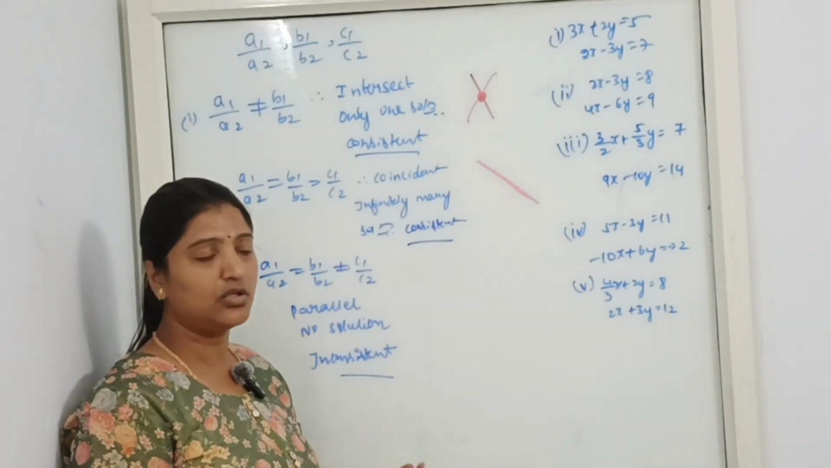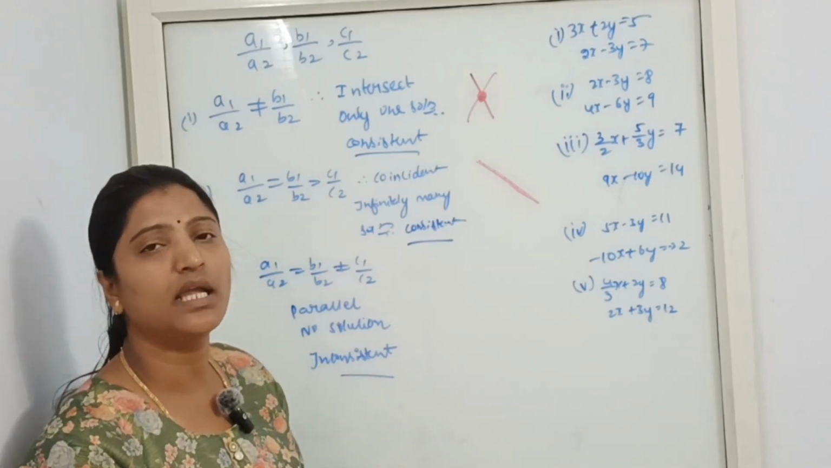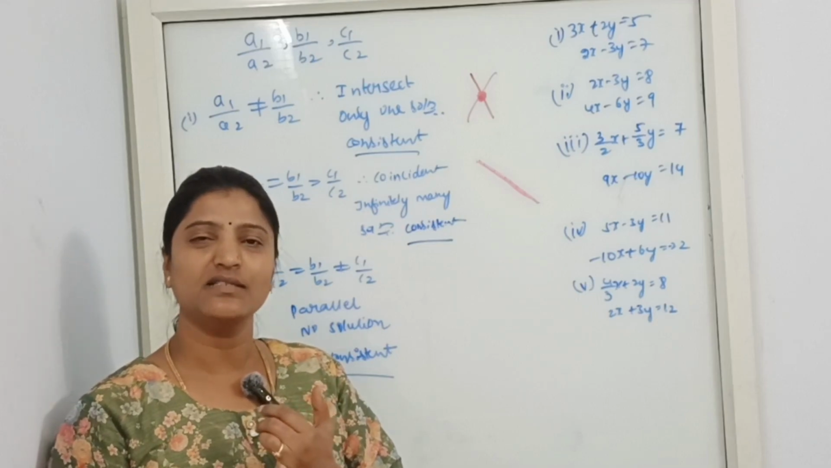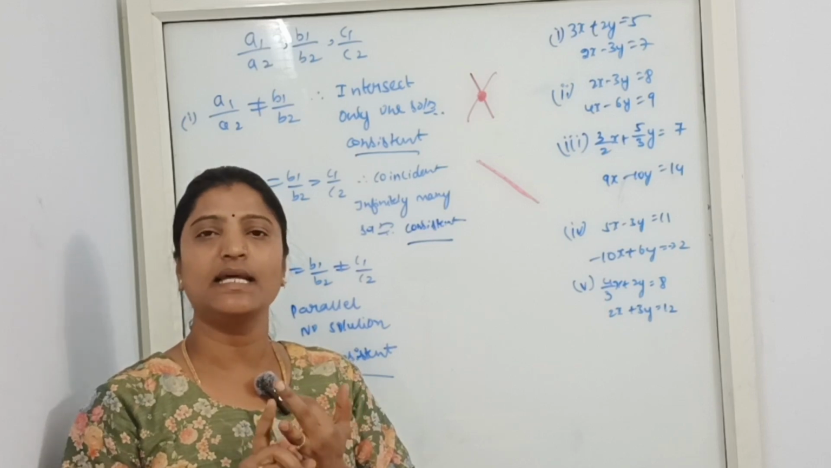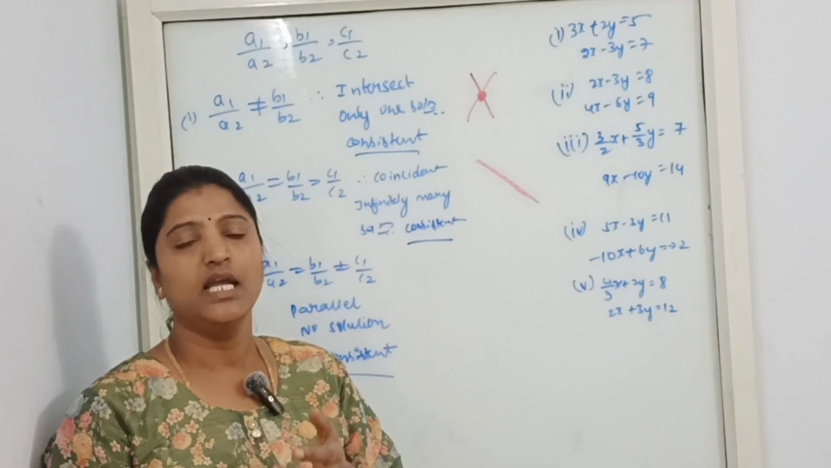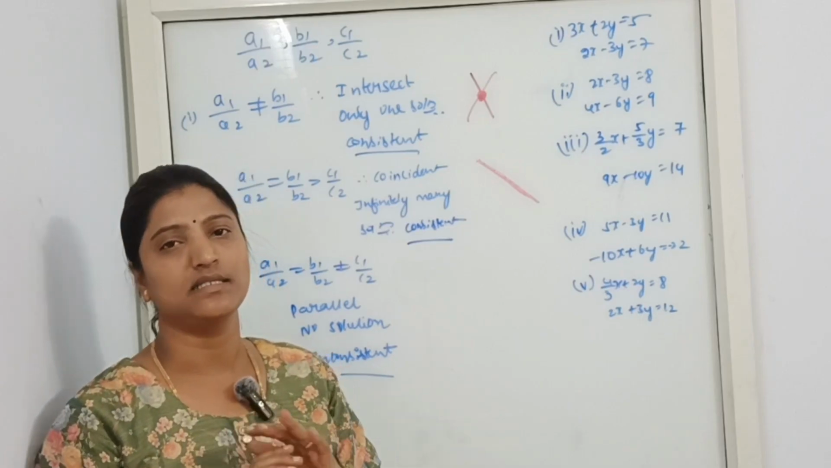No meet means no solution, and no solution means inconsistent. Here you should keep one thing in mind: for a solution to exist, the lines should intersect or coincide. If they intersect or coincide, solutions exist and they belong to consistent. If there is no solution, then the lines are parallel, which means inconsistent.